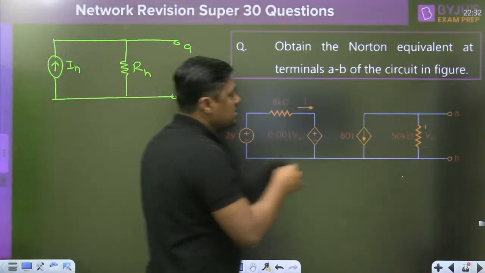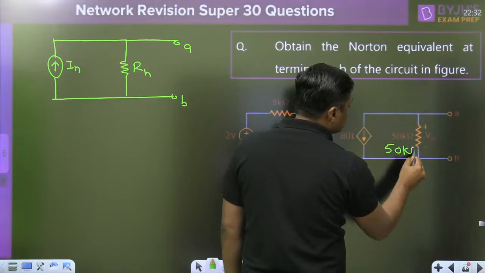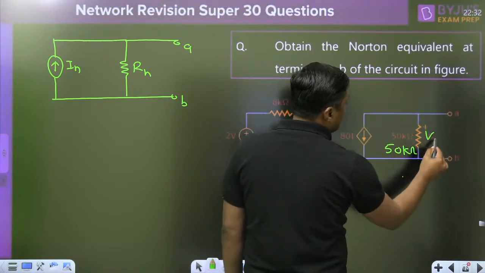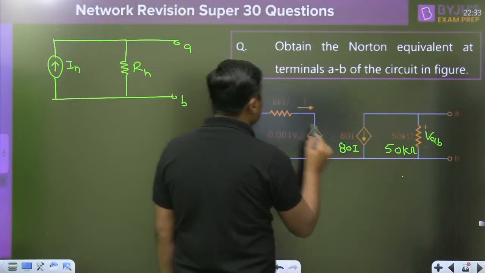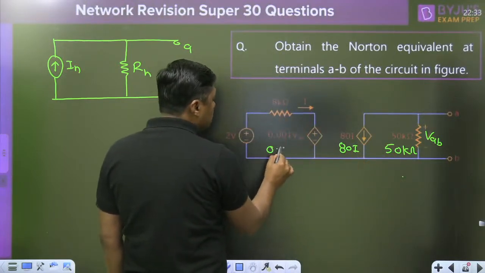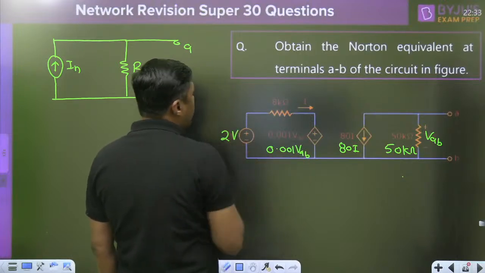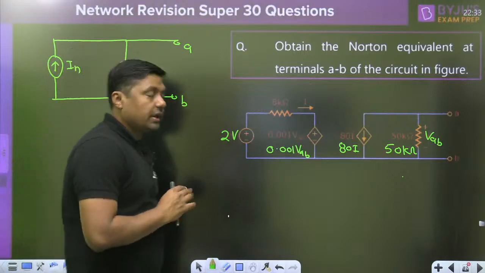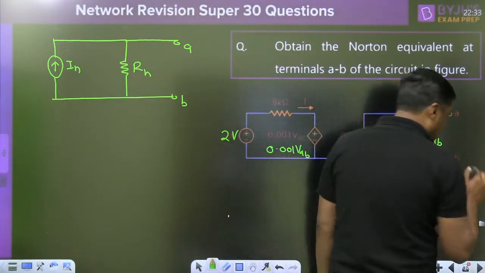This is the A, this is the B point, this is the 50 kilo ohm, right? This is the VAB, 80I, that is the value, 8 kilo ohm, this is the 0.001 VAB, and this is the 2 volt. Okay, right. Now one thing extra, that is one question asked, I think this type of question.